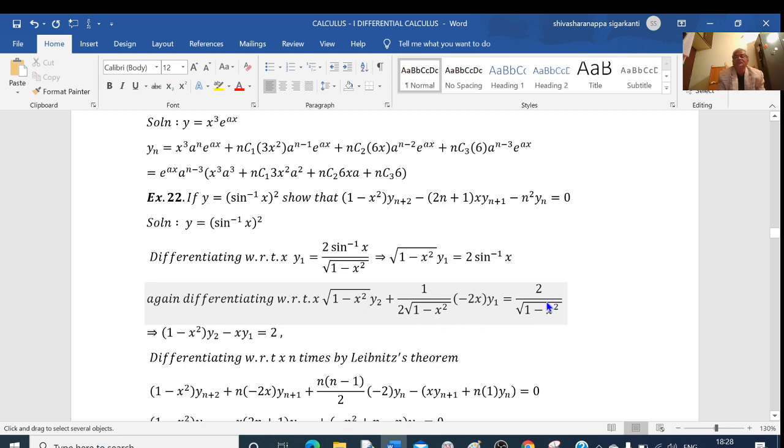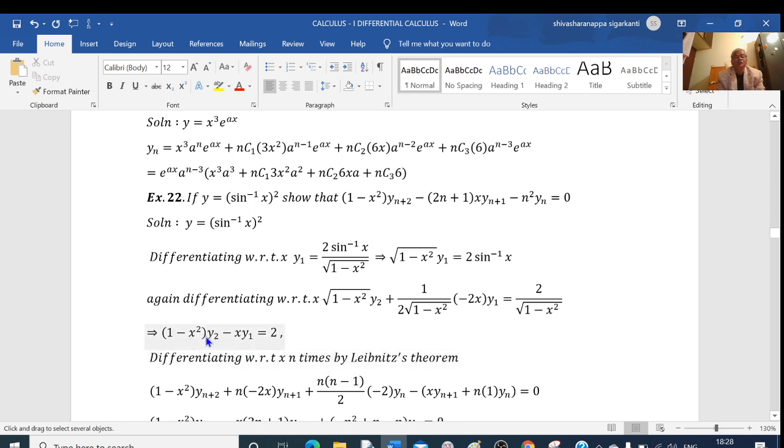Now if I multiply this equation throughout by root of 1 minus x square, this becomes (1 minus x square) into y2. Here 2 gets cancelled, root of 1 minus x square gets cancelled, minus x y1 remains, is equal to 2 on the right hand side. So I am getting this equation after differentiating twice the given equation.